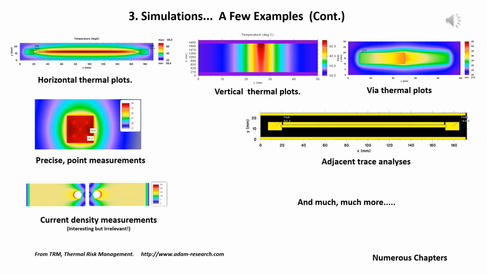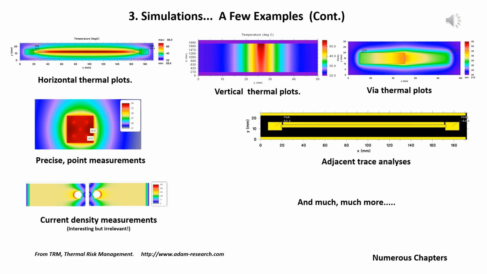We can also generate a variety of images from a simulation. For example, on the top left, we have some horizontal thermal plots of the temperature along a trace. In the middle, we have a thermal plot of the temperature from the top of the board down through the board to the bottom of the board. On the right, we have a thermal plot of temperature associated with a via. This is an image of a trace layer on the top and bottom and the via in between. We can measure not only the temperature of the via on the top and bottom, but also the internal temperature of the via. We can do precise point measurements.